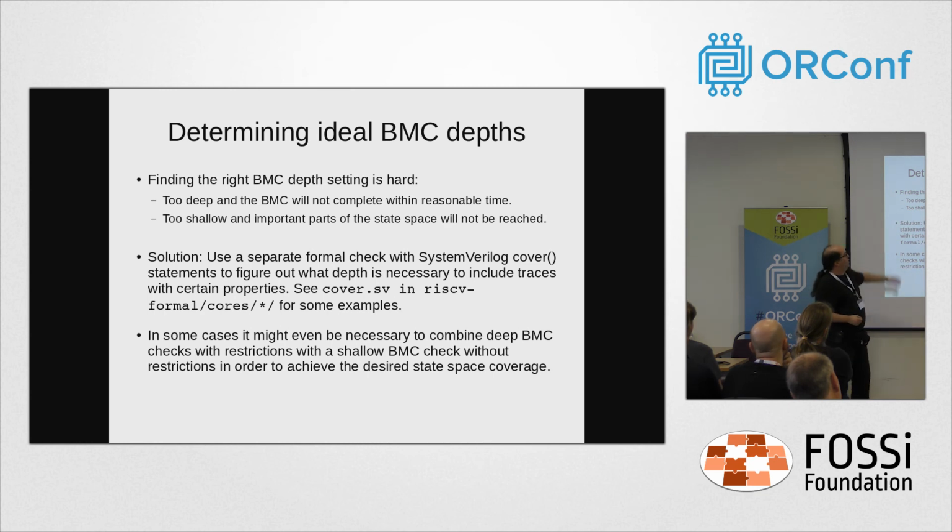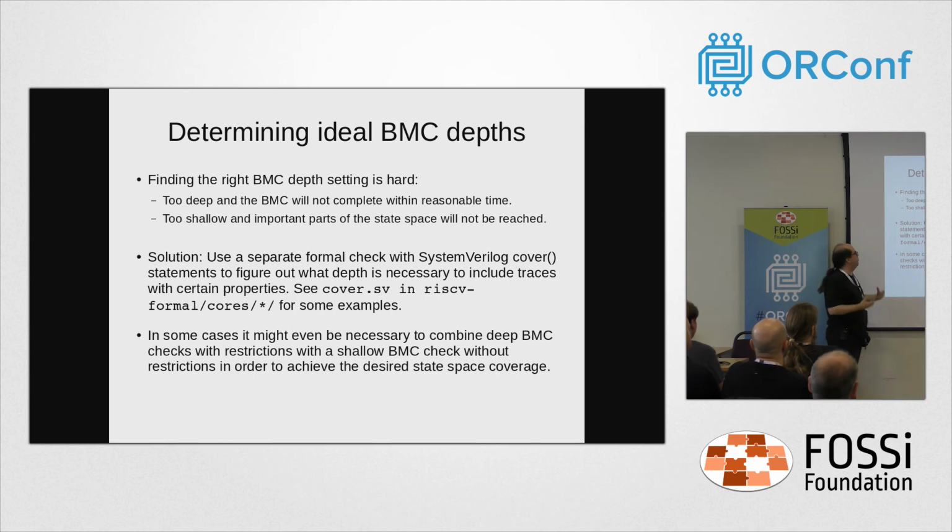And the problem, of course, is if it's too deep, then it won't finish in any reasonable amount of time. And if it's too shallow, then maybe I might miss something that's important, and I might miss a bug. The solution is to use formal cover statements. So I make a separate formal proof, a formal check, that just says I'm interested in this kind of thing happening with my core. And then it will find out for how many cycles I need to run the core at least for these things to happen.